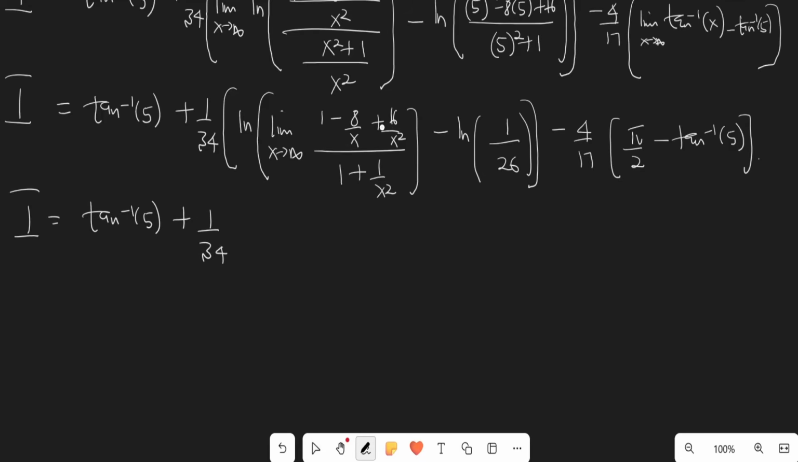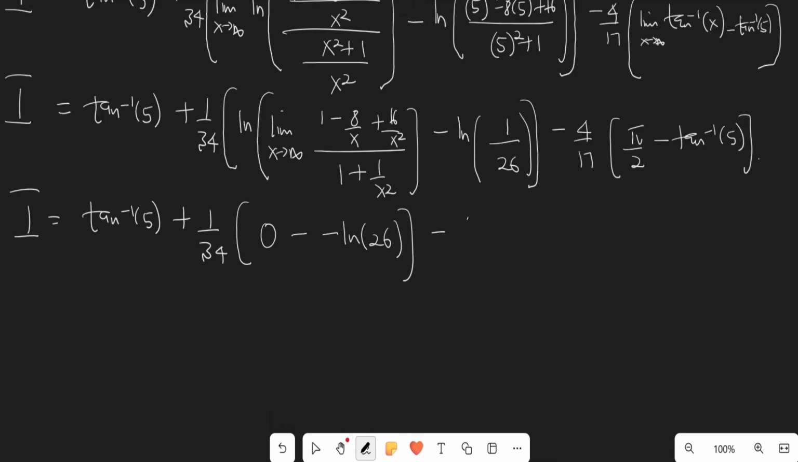So as x is approaching infinity, this is 0, this is 0, right? And this is 0. So what is left is just 1 over 1, and 1 over 1 is 1, and now you are going to have the ln of 1. Ln of 1 is 0, so this one is just 0. So this is 0 minus the ln of 1 over 26, and ln of 1 over 26 can be written as this, negative ln of 26, like that.